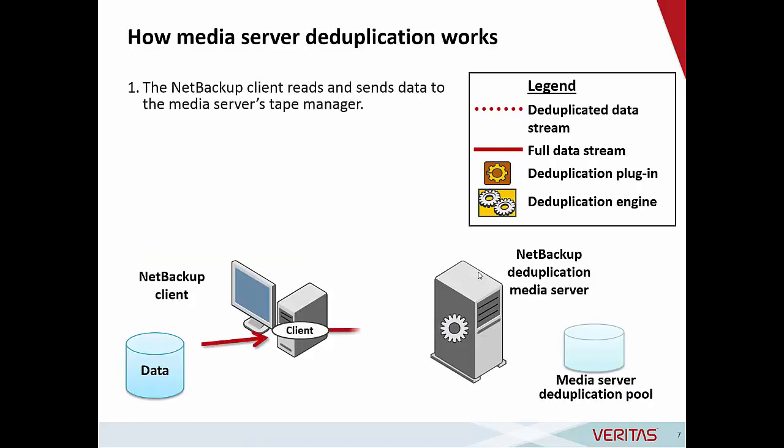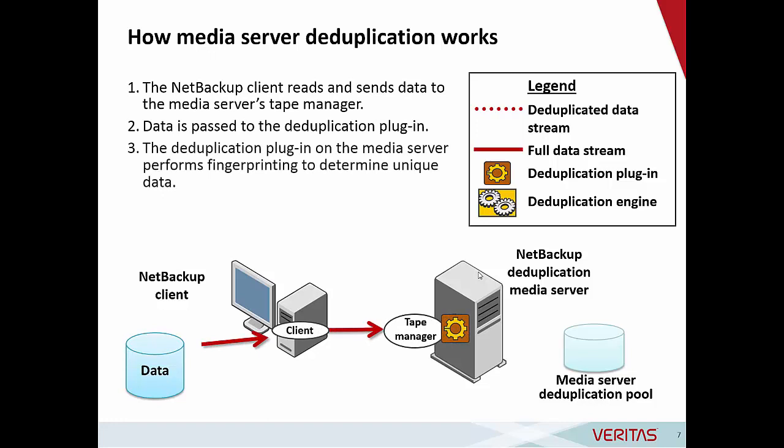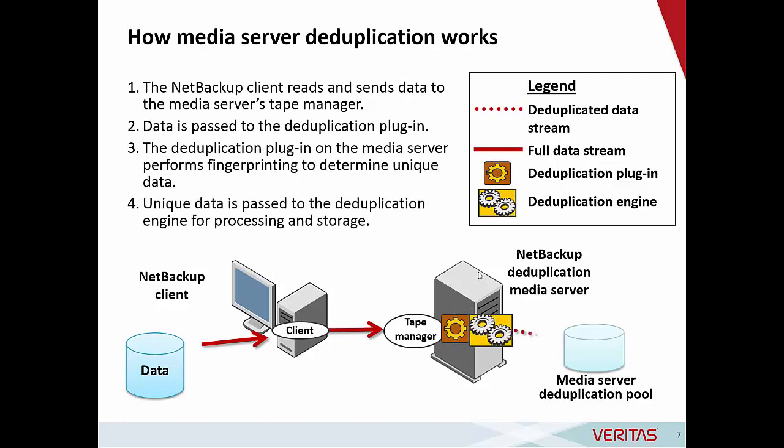Here's some detailed examples of how deduplication works in NetBackup. We'll begin with media server deduplication, or target dedupe, which is the default behavior for MSDP pools. The client is going to send all of its data across the network to the media server, same as it normally would. Data is going to get passed to the dedupe plugin, where it's going to be segmented, fingerprinted, and unique segments are going to be identified, and then the unique segments only are going to be written to storage.